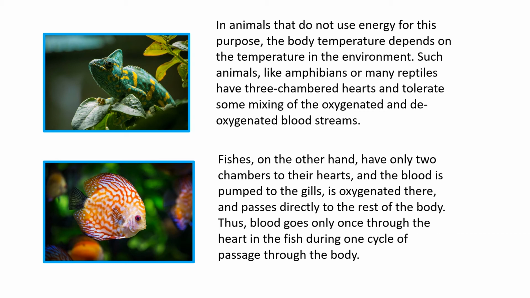Now, fishes. Fishes, on the other hand, have only two chambers in the heart. The blood is pumped to the gills and it gets oxygenated there and passes directly to the rest of the body. Thus, the blood goes only once through the heart in the fish during one cycle of passage through the body.